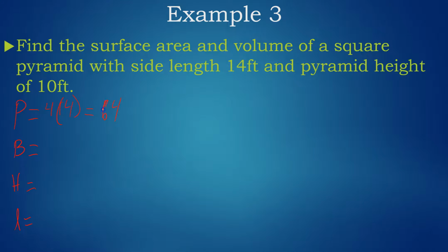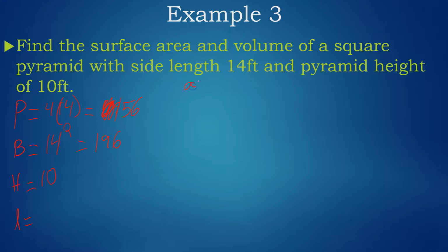Oh, no, sorry, not 64. 56. My bad. Area of the base is the side length squared, so it's 14 squared, which is 196. And this time we're given the pyramid height is 10. So we've got 3 of the 4. The thing we need to solve for is L.